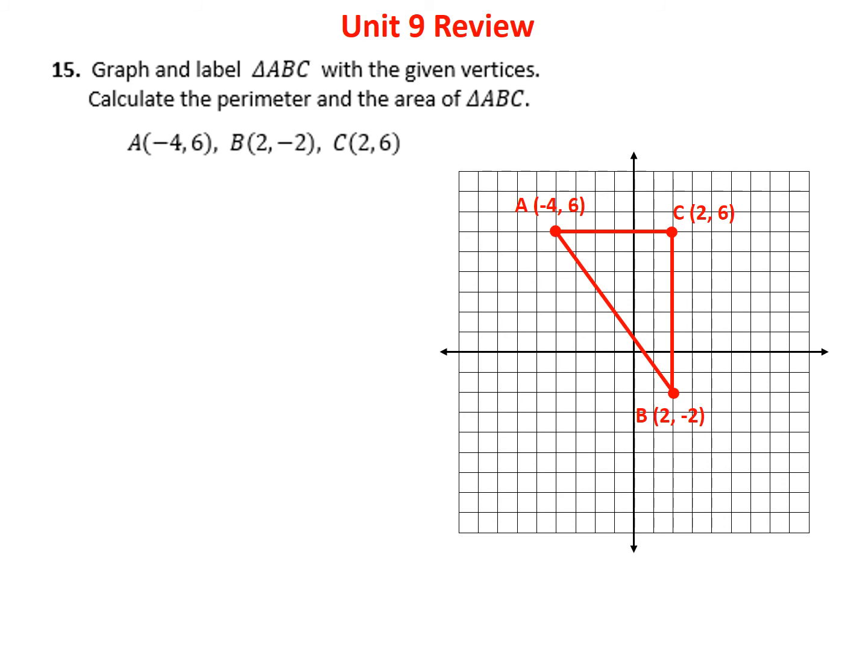I can tell from the coordinate plane it's a right triangle. Notice because it has a horizontal and a vertical line, so that's going to make that a right triangle. Now, let's start with the perimeter.